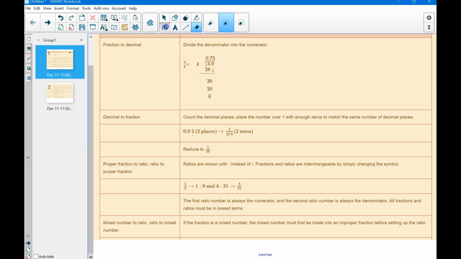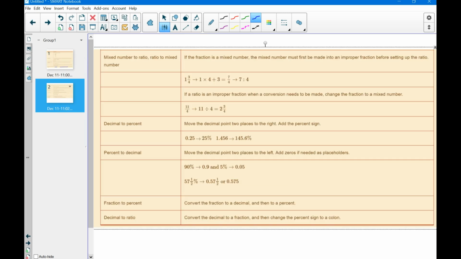The next one, it can be a little tricky. It says a mixed number to a ratio or ratio to a mixed number. First of all, if the fraction is a mixed number, the mixed number must be converted into an improper fraction. So, it looks like this, see?